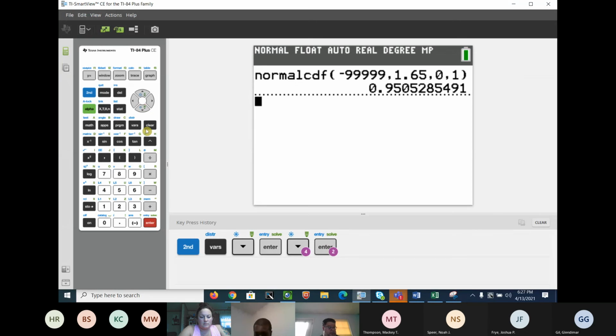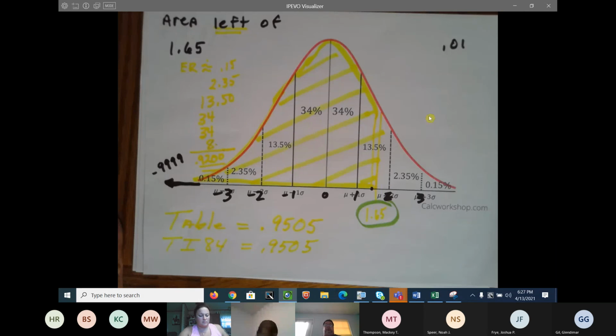Look there. And by the TI-83, I got 0.9584. TI-84, I got 0.9505. Now, let me ask y'all a question. That one I got right. Good. If you get by the empirical rule 0.9200, and by the table you get 0.9505, and by the TI-84 the same, I think you can pretty much say that the answer is 0.9505.